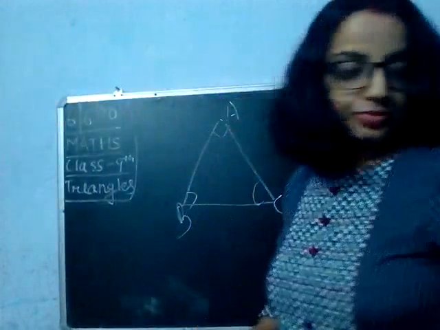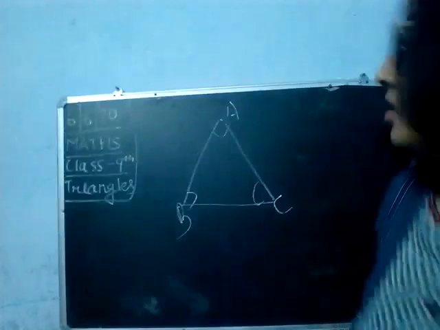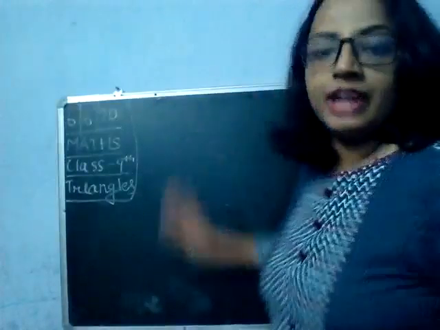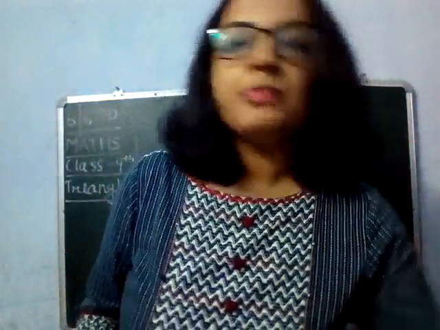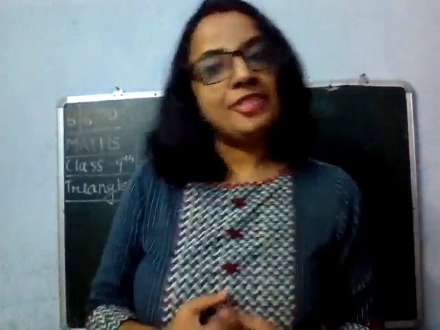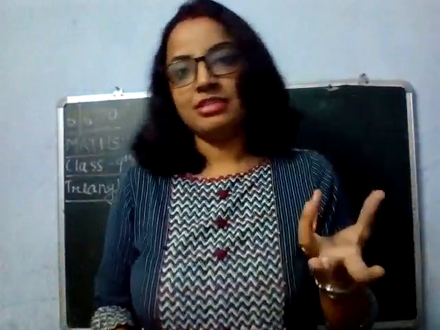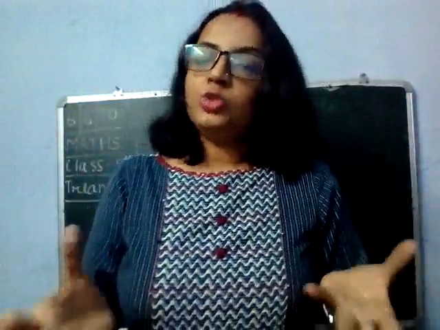Now we all know about the triangle. So today I am going to teach you congruence of a triangle. What do you mean by congruence? Suppose we see in our daily life two bangles or two ATM cards. These two are identical. So the figures that are identical in shape and size are called congruent.